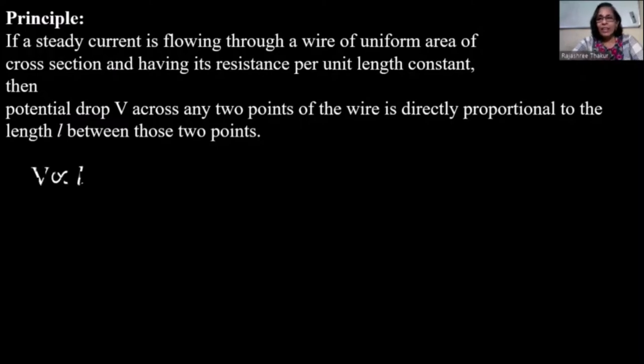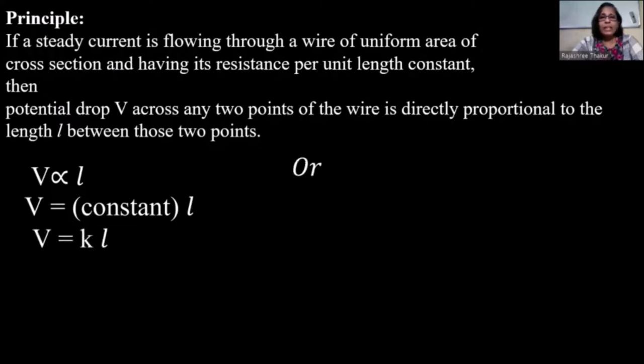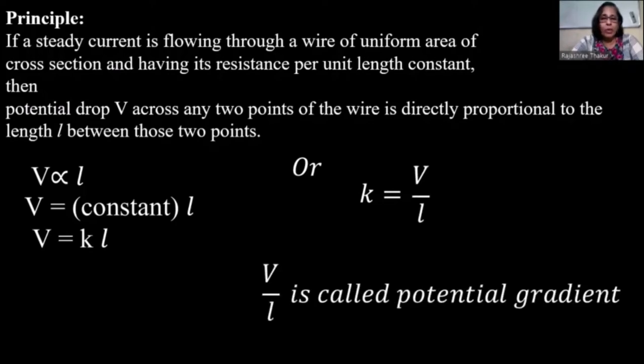That is, V is proportional to L, or V is equal to some constant times L. Let us denote this constant by K. So, V is equal to KL, or K is equal to V upon L. This quantity V upon L is called potential gradient.